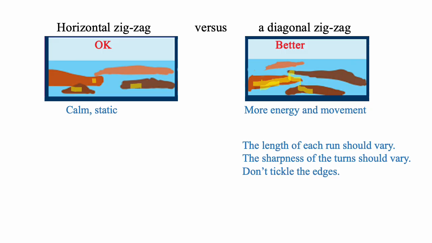Now, we want to keep the movement either clearly within the canvas or boldly exit the side. So, for example, this shape seems to continue outside the frame, so that's good. But this one touches the frame, so it looks like it's tickling the edges. And it is better if the shapes don't have any relationship to the frame.